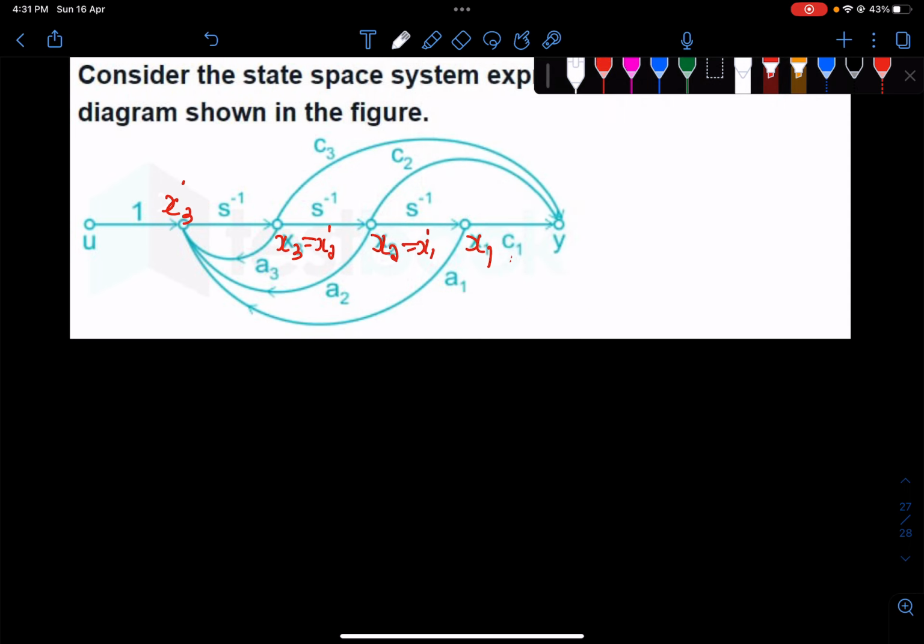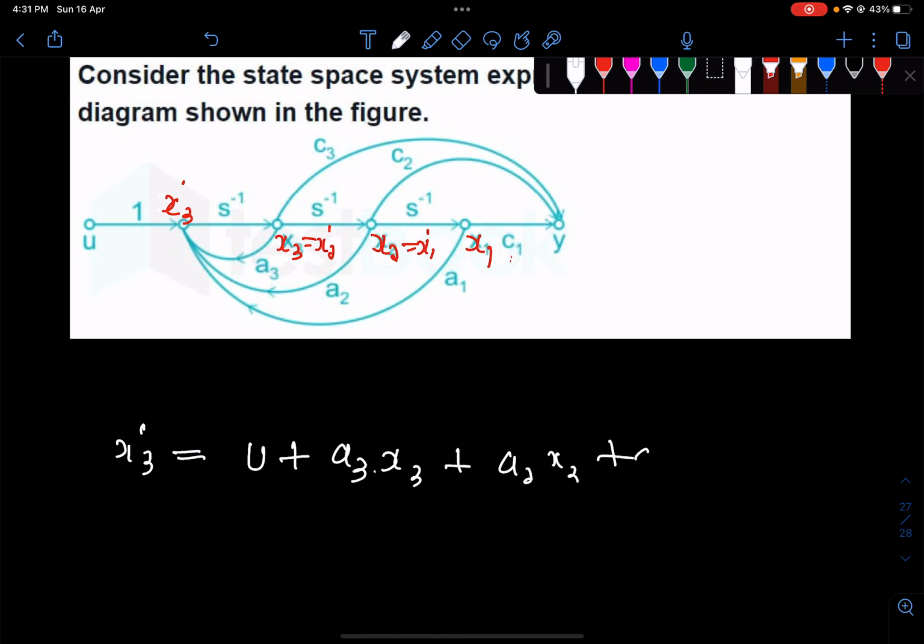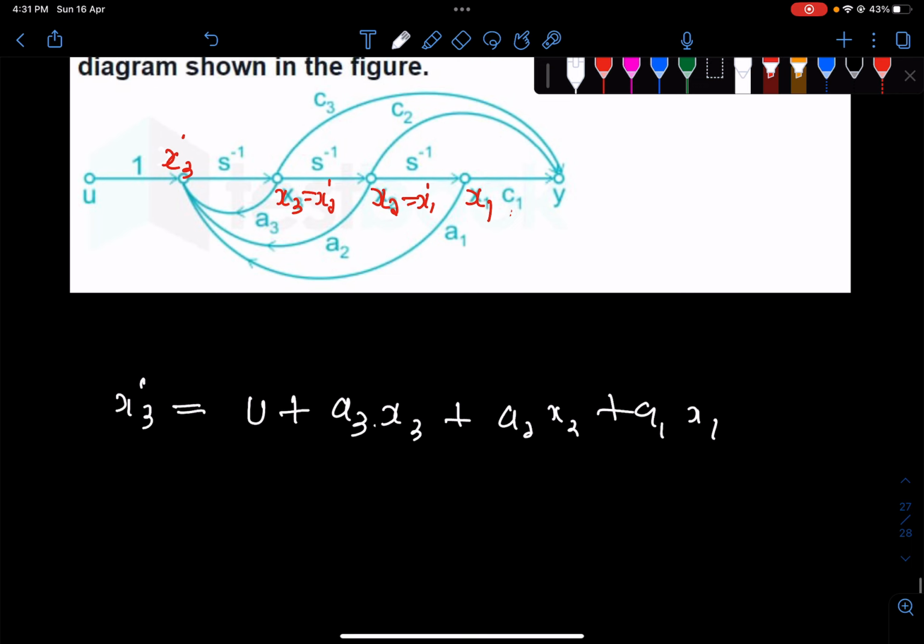It's very easy. x3 dot is contributed by 1 times u, and how much more? You just look at this node. What will come into here? 1 times u is coming, and a3 multiplied by x3 is coming, and from here this is coming, right? So to that node, what is the incoming message? a3 times x3, a2 times x2, and a1 times x1 are coming.